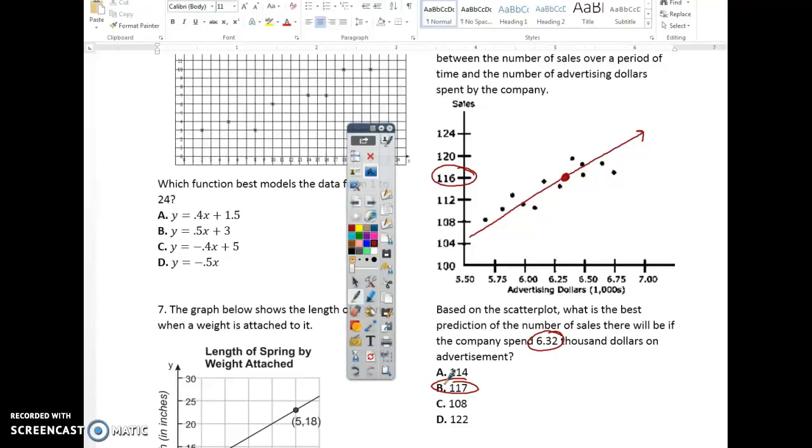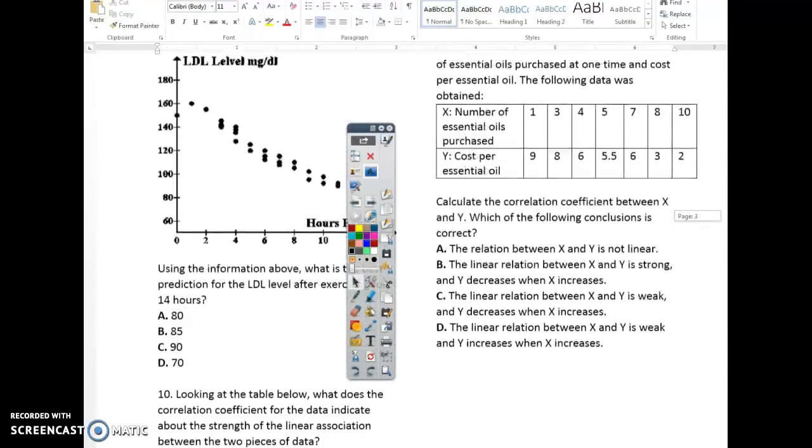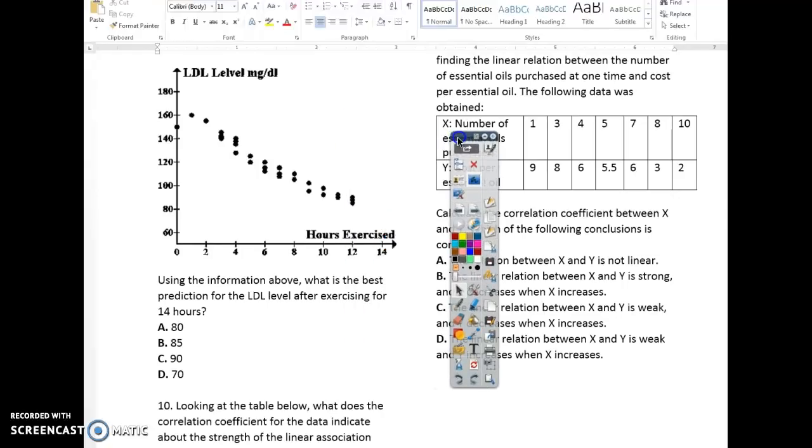Okay? Problem number 9. Same thing. You need to draw the line of best fit. So let's draw it. That would look something like that. Maybe even lower. Let me do it again. Okay, and then go look for 14 hours. So here's 14 hours. There's my point. And it's closest to what? 80. 80 is right here. The answer is 80.